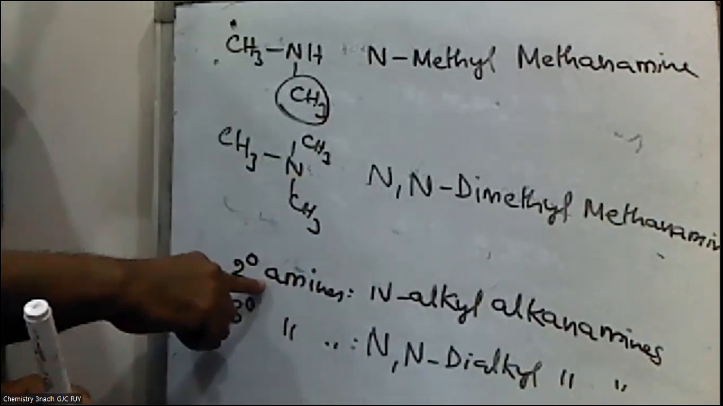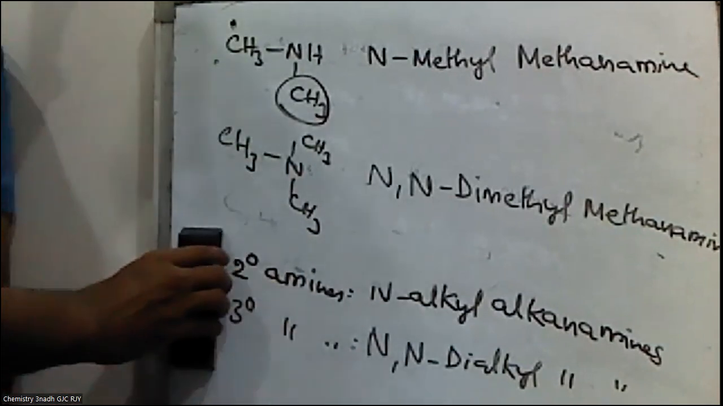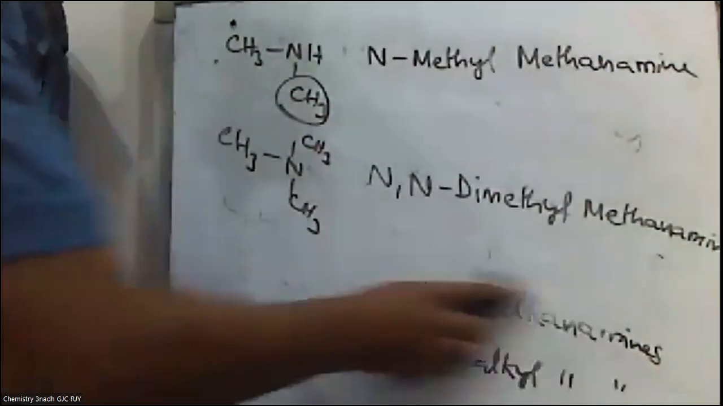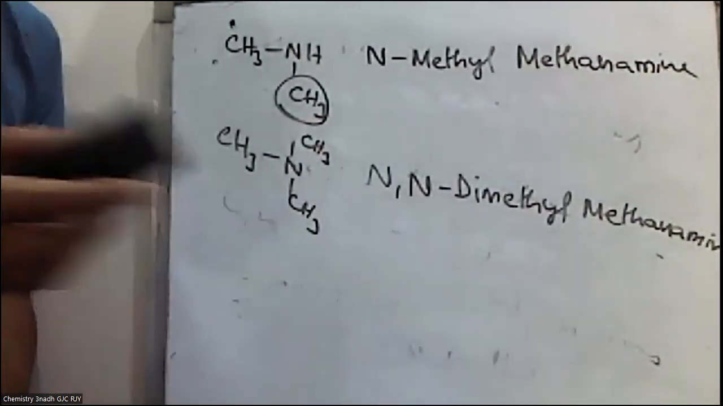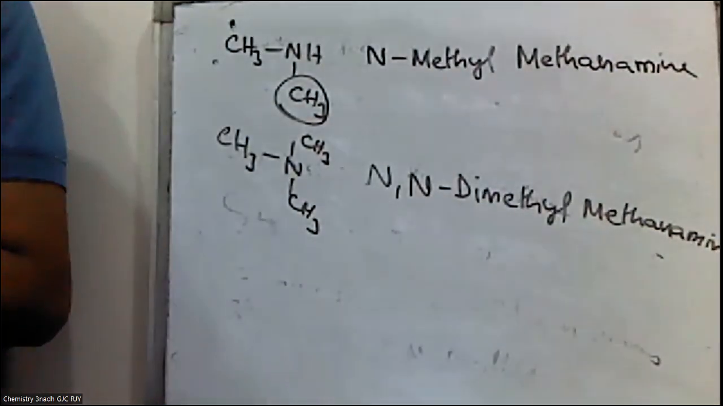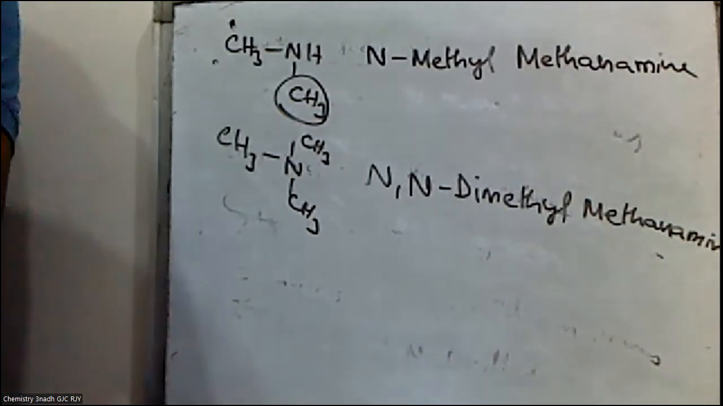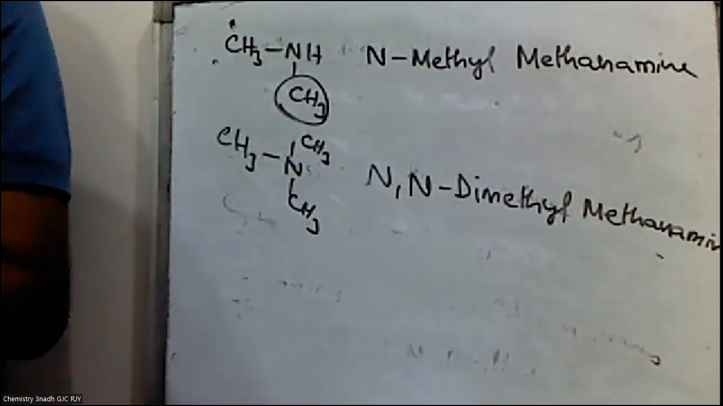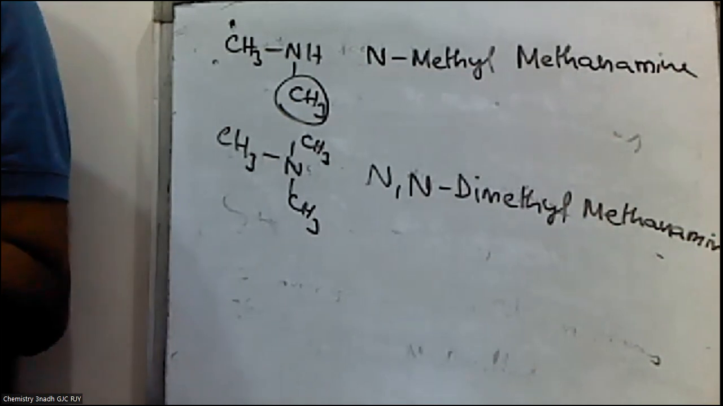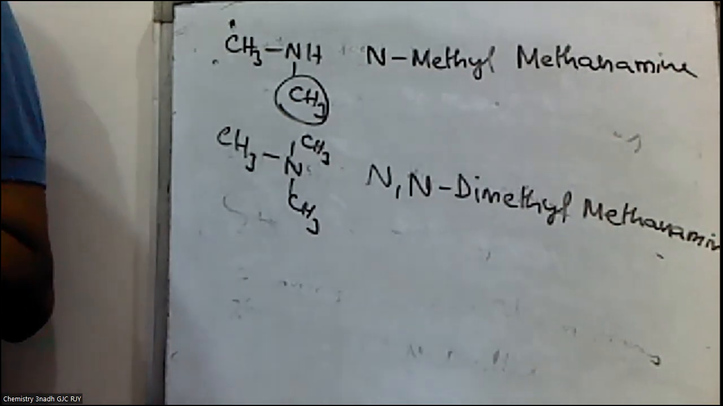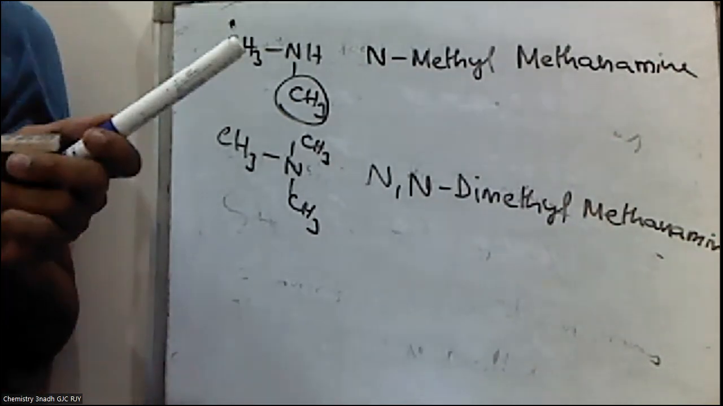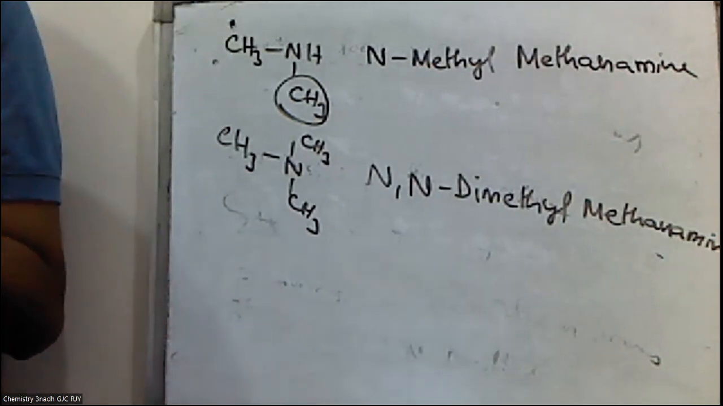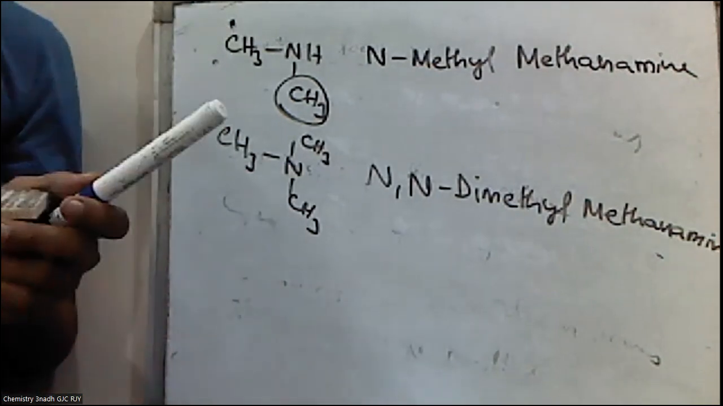Suppose in the case of secondary and tertiary amines, two different alkyl groups are present or attached to the nitrogen. The longest chain becomes the parent alkyl, and the remaining alkyl groups are added as prefixes.